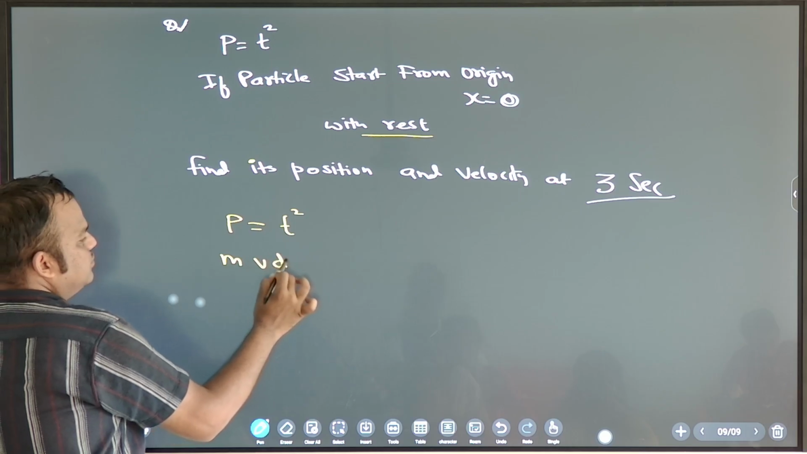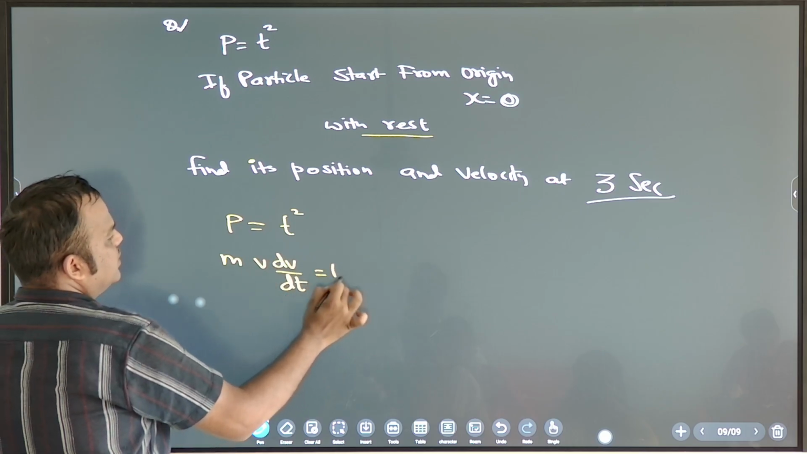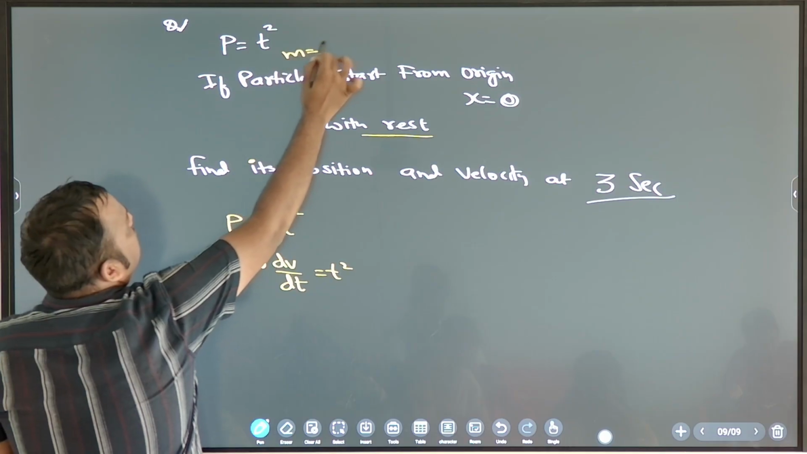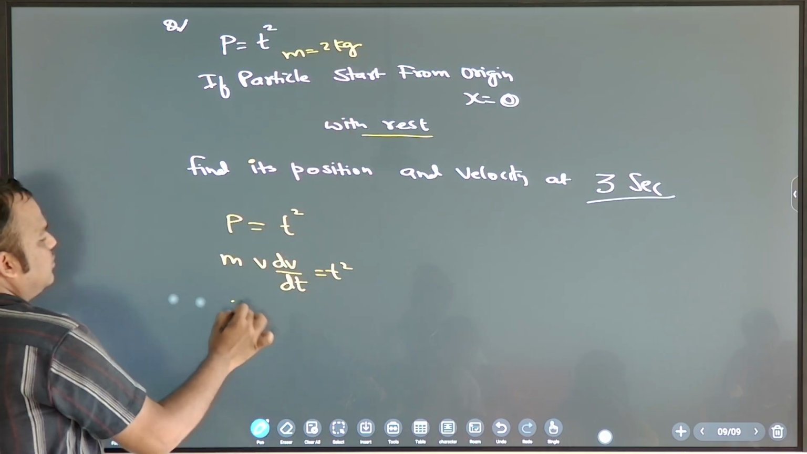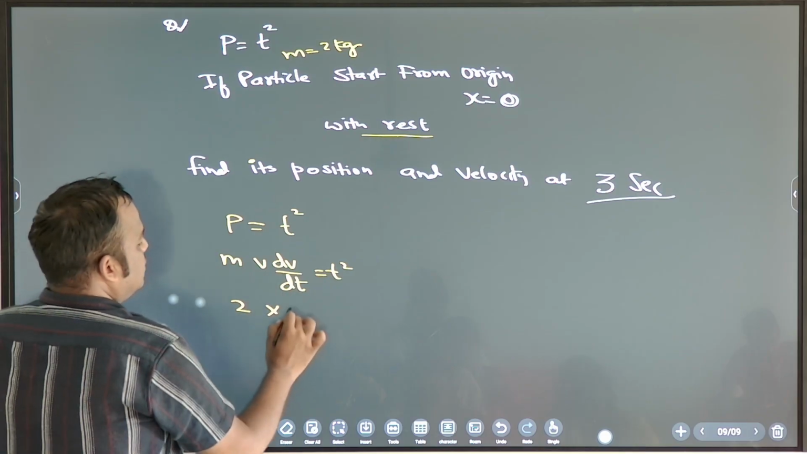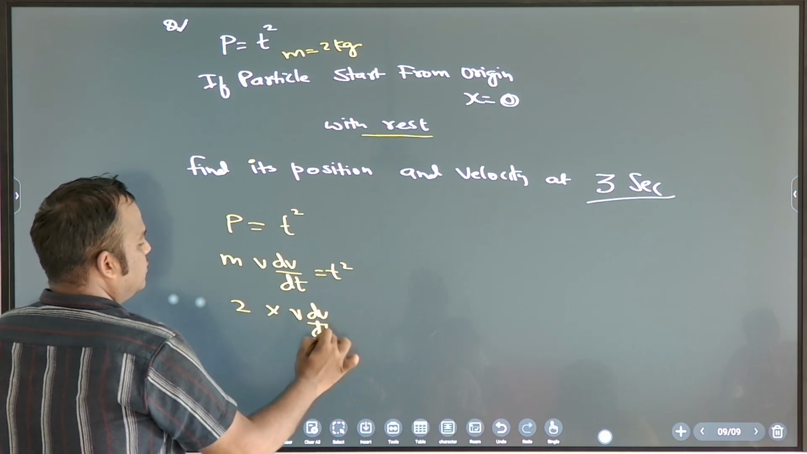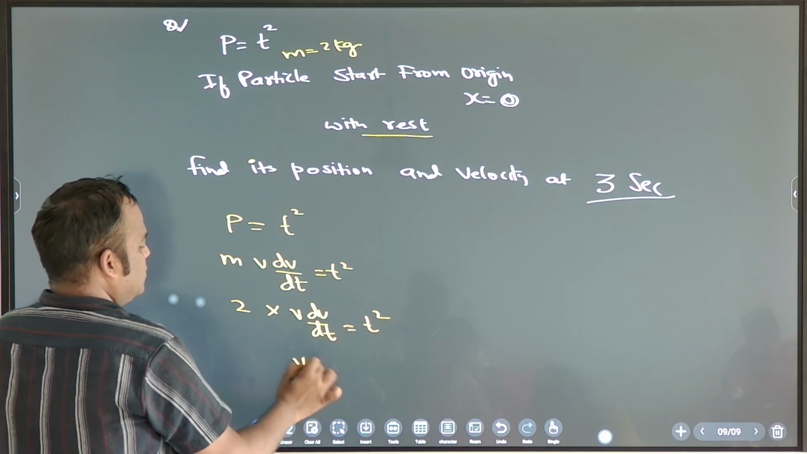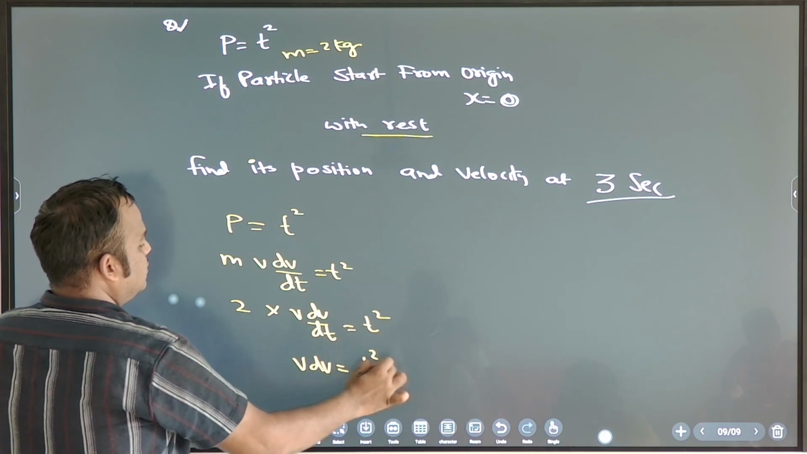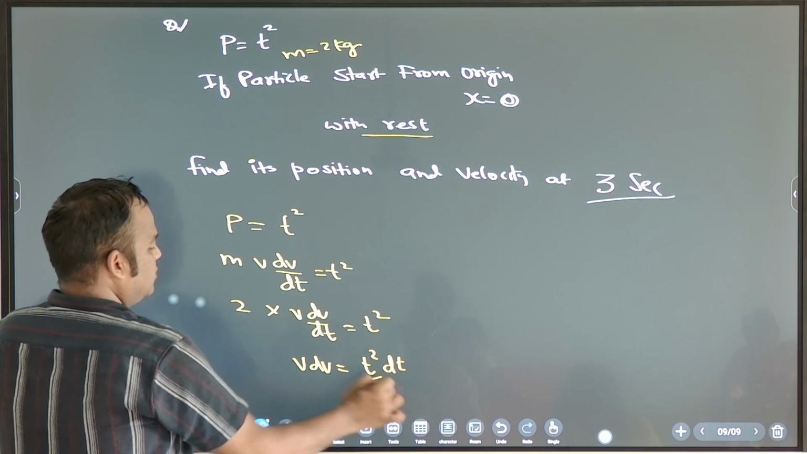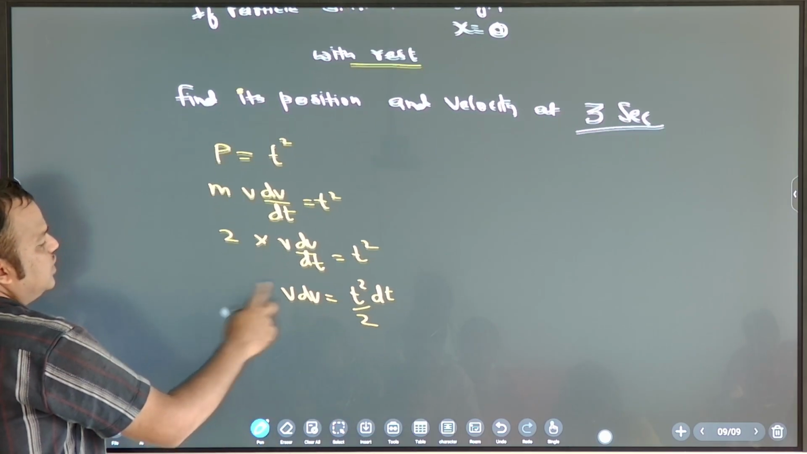m v dv by dt is equal to t square. Mass is given, take mass as 2 kg. So 2 into v dv by dt is equal to t square. So v dv is equal to t square dt by 2.